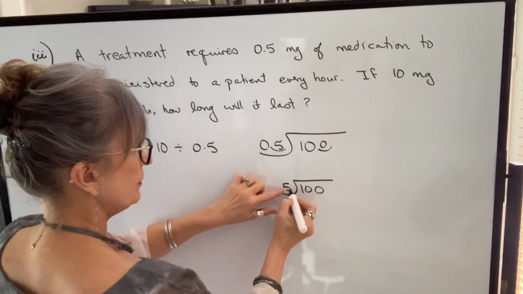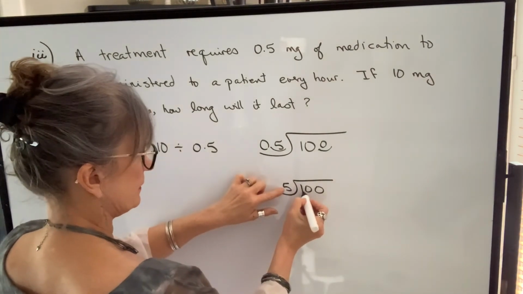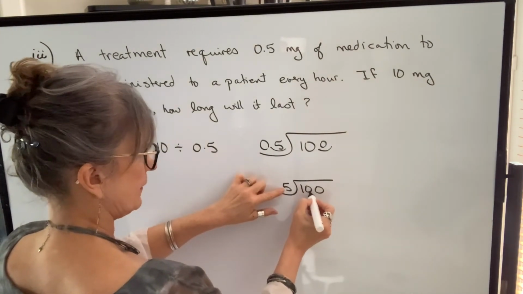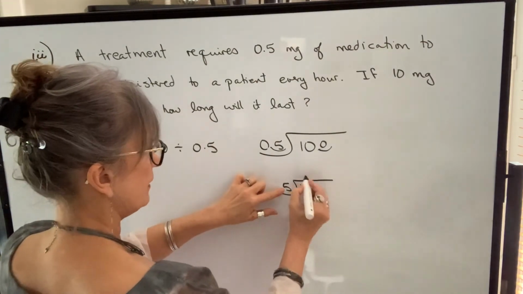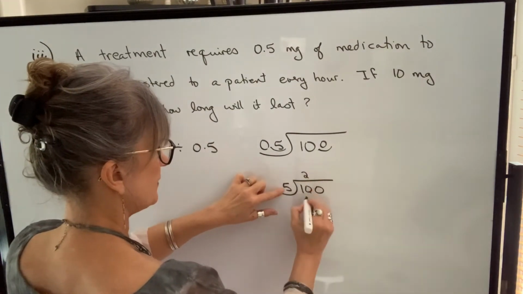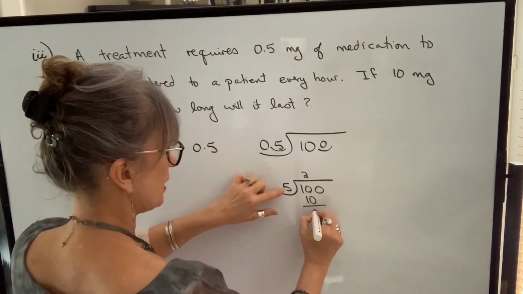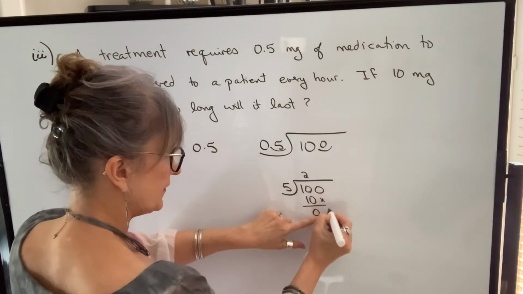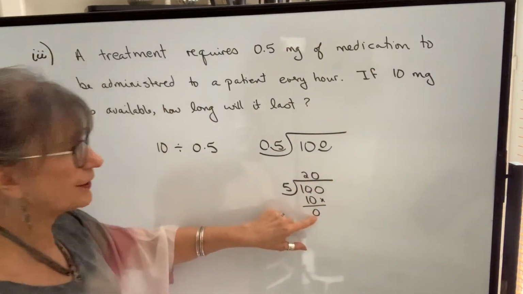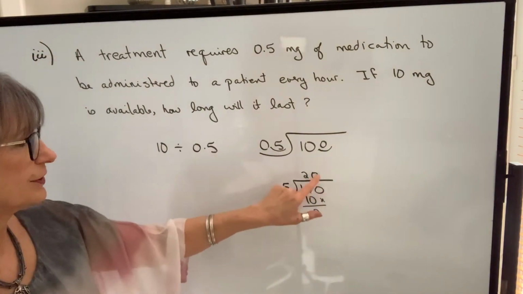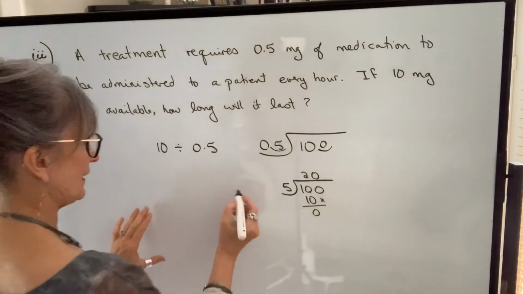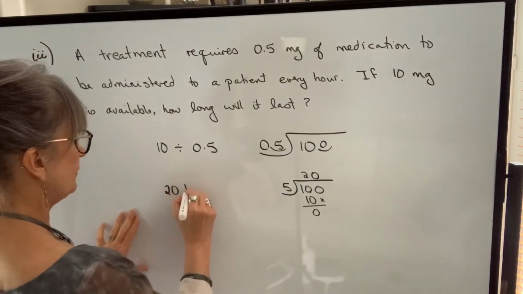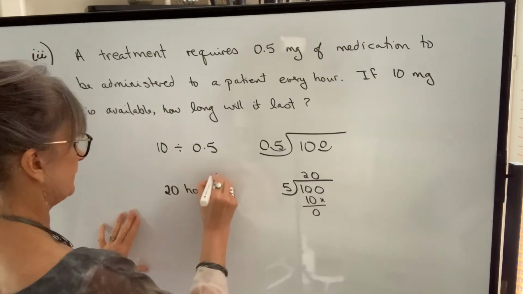Now we do the division. 5 goes into 1. No, it doesn't. So we take the next digit. 5 goes into 10 2 times. 2 times 5 is 10. When we subtract, we get a 0. But we still have a 0 placeholder here, so we need to put a 0 placeholder here. So 5 goes into 100 20 times. So the medication will last 20 hours.